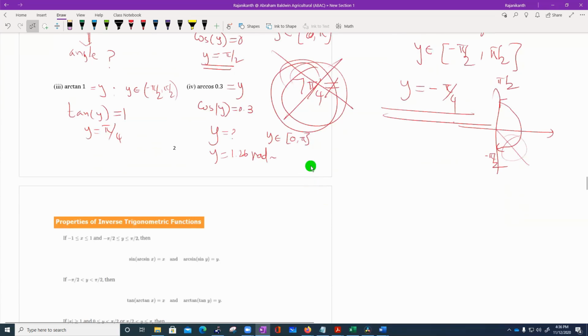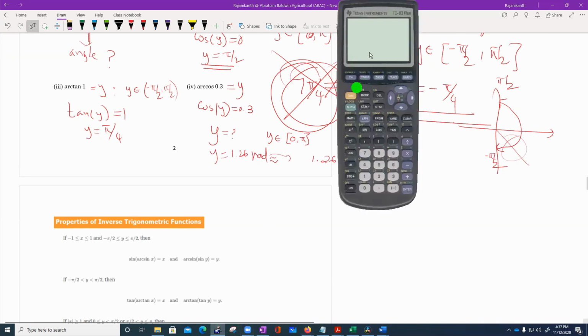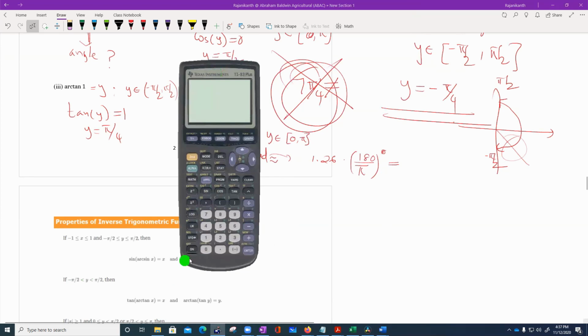Now tell me, this is approximately how many degrees? 1.26 radians. How do you change radians to degrees? Simply multiply the radian answer by 180 over pi. So I'm using the calculator now. 1.26 multiplied by 180 divided by pi.